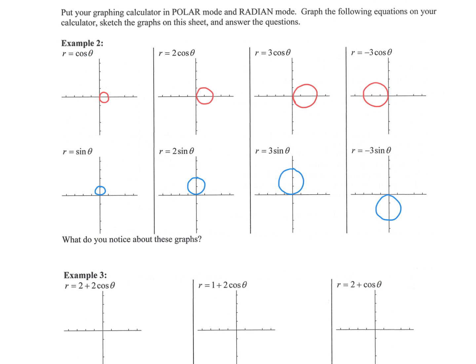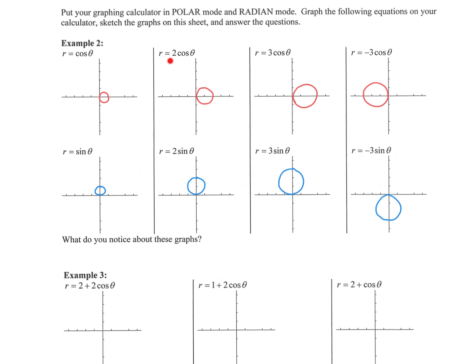All right. Now, which ones moved right and left? Which ones moved right and left? The cosines moved right and left because cosine deals with what? X. Love that. And then which ones moved up and down? Sines, because sine deals with what? Y. Well, what does this coefficient out front of my cosine or sine do? It makes it bigger, okay? It stretches it, that's fine. But what is it actually?